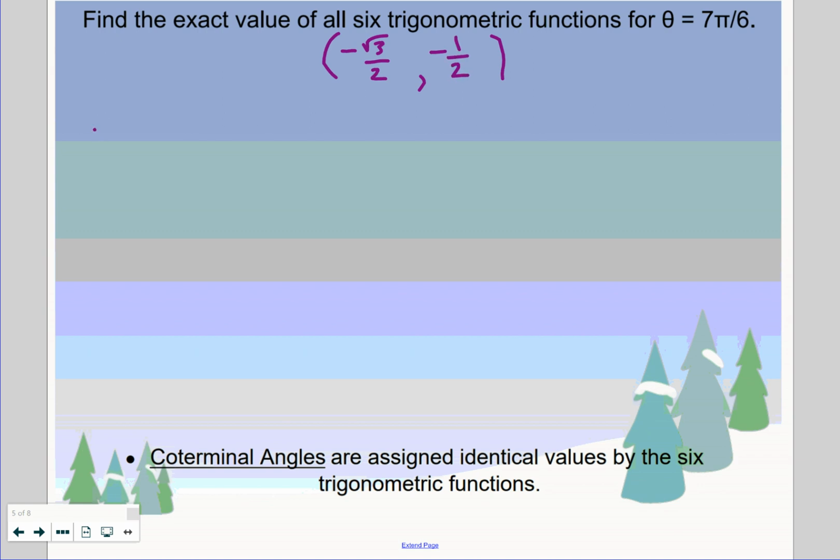Okay, so I want first the sine of 7 pi over 6. To get the sine of 7 pi over 6, we know from the unit circle, that's our y value. So quick and easy, negative 1/2. Next, I want the cosine of 7 pi over 6. And we know from our unit circle, that's the x value. So that is negative rad 3 over 2. Next, I want the tangent of 7 pi over 6.